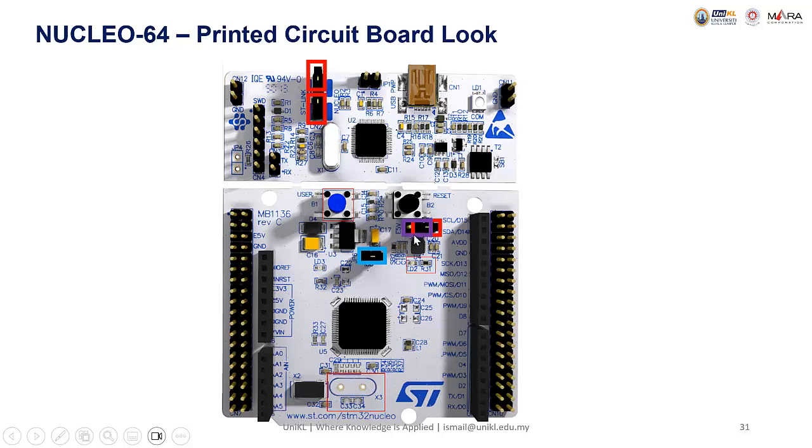And this jumper, you move it to the right if you use power from USB. If you use external power, either E5V or VIN, then you need to put the jumper on the left. And this is the jumper to power the processor. If you remove it, then you cannot download, because the debugger cannot read your processor.